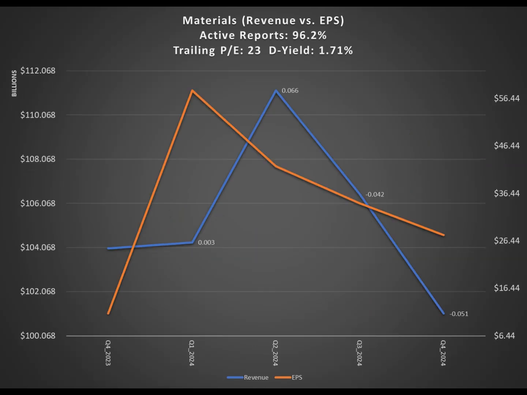Materials sub-industries. Industrial gases. Specialty chemicals. Paper and plastic packaging products and materials. Metal, glass and plastic containers. Fertilizers and agricultural chemicals. Commodity chemicals. Copper. Construction materials. Gold. Steel.